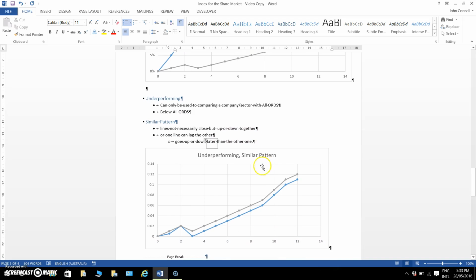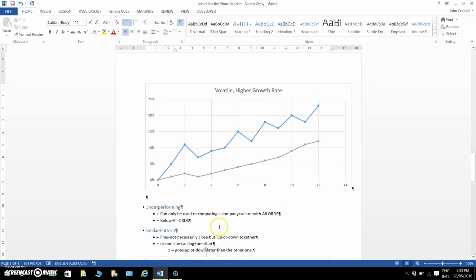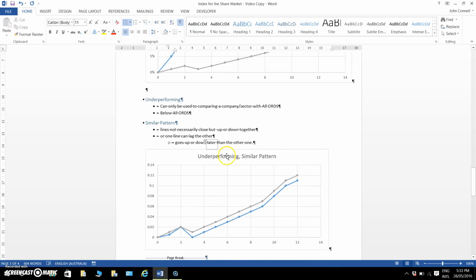So again, I've got a graph to demonstrate what we mean. Here we can see that a very similar pattern is occurring. They're both doing pretty much exactly the same thing at the same time, but they're not exactly the same values. So here they both go up, then they both go down, then they go steadily up for a time, then change slightly and drop off a little bit. This is an exaggerated version of what underperforming and a similar pattern would be. And please note that this is again an exaggerated version to help you understand.